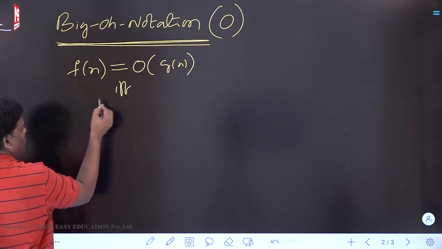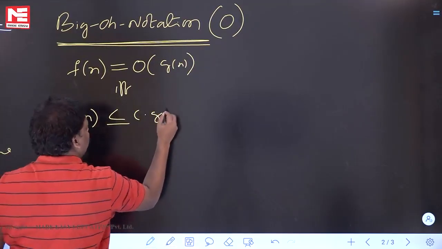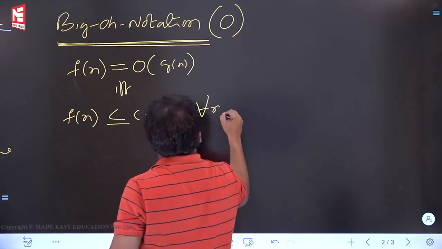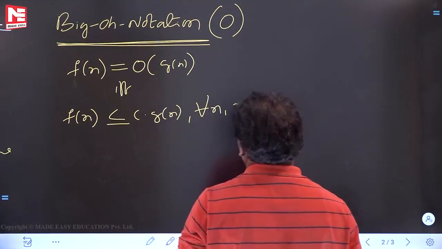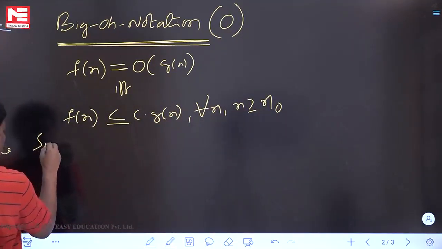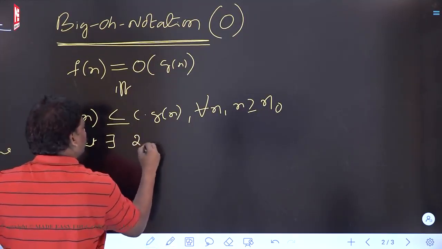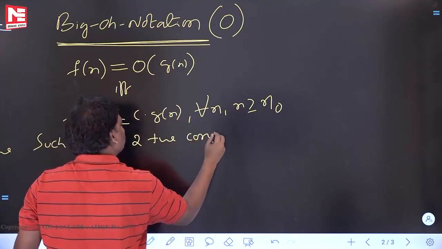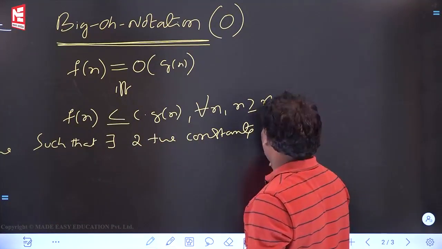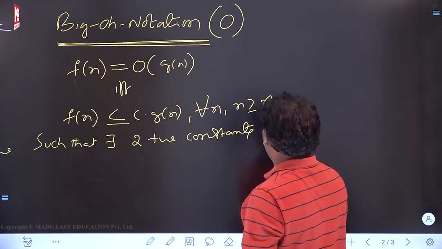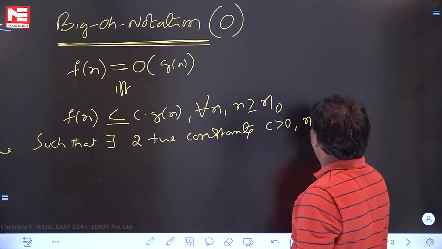Some people are asking, sir, what is the condition? If and only if, see the answer. This is the condition: f of n is less than or equal to c into g of n, for all n where n is greater than or equal to n0, such that there exist two positive constants, c greater than 0 and n0 greater than or equal to 1.